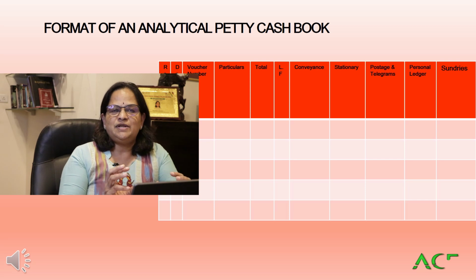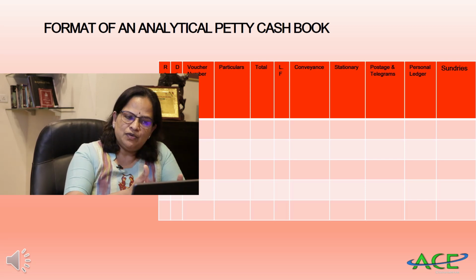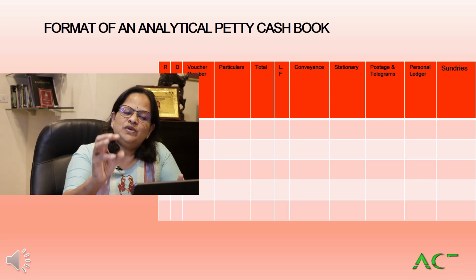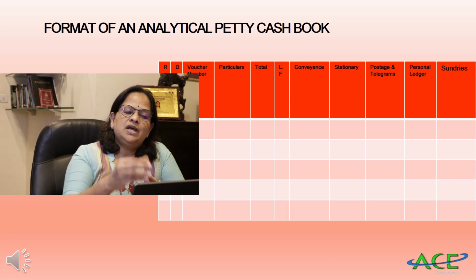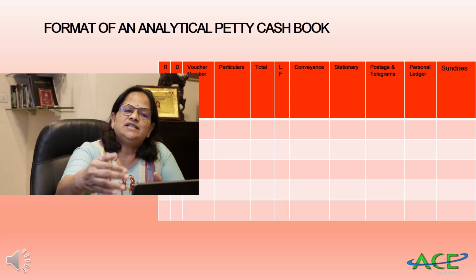So the format of the petty cash book, if you see: receipt number will be there, date will be there, voucher number will be there, particulars will be there, total column, ledger folio. Now various expenses we are giving. So I told you the total column will be there, and for major expenses we are giving separate columns. Conveyance, stationery, postage and telegrams, personal ledger and sundries.